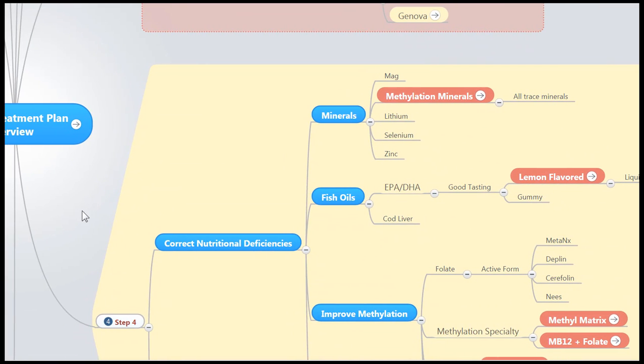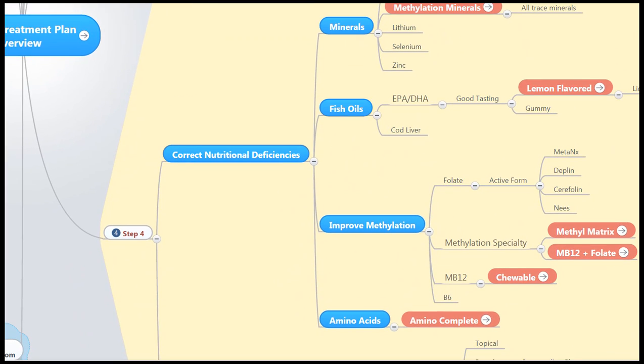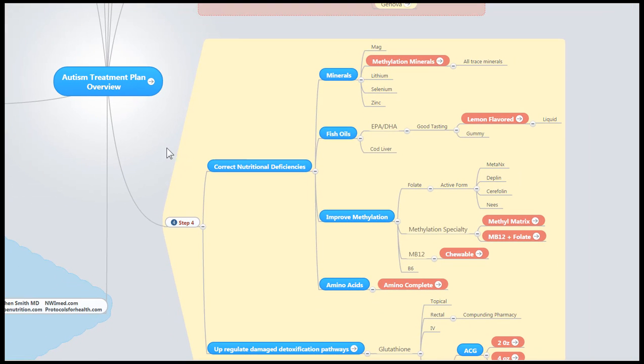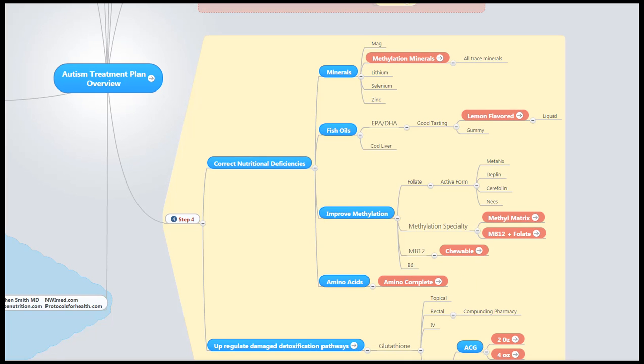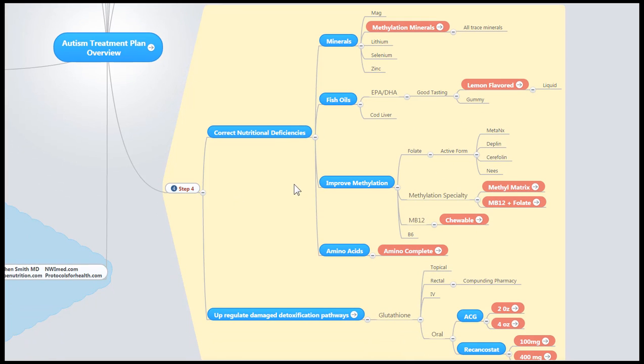All right, so next step is let's look at their diet and their nutritional deficiencies. Typically these children have poor GI function, so they have a lot of malabsorption. Okay, so minerals, they're always depleted. These are some that we find are most commonly depleted.